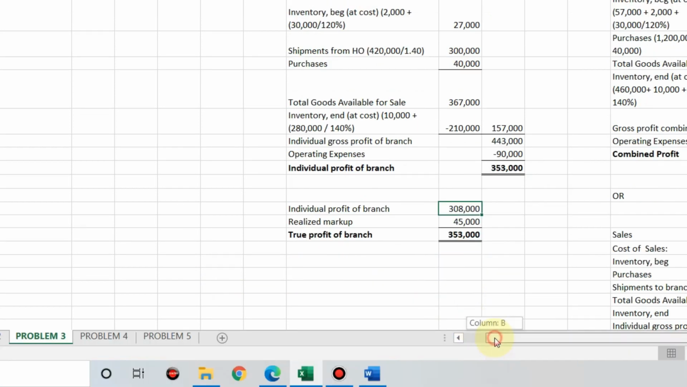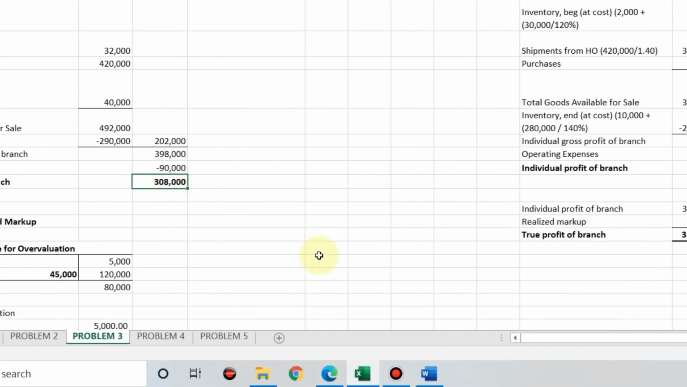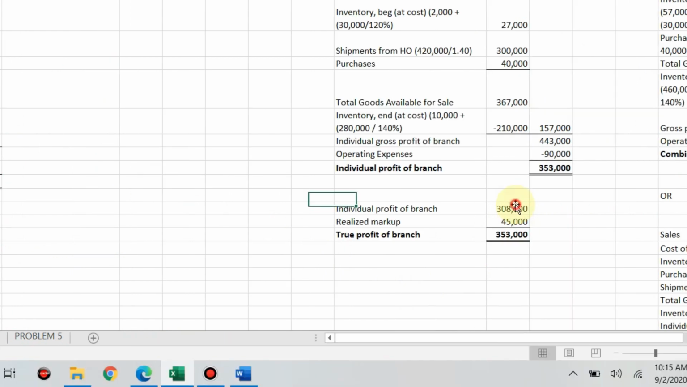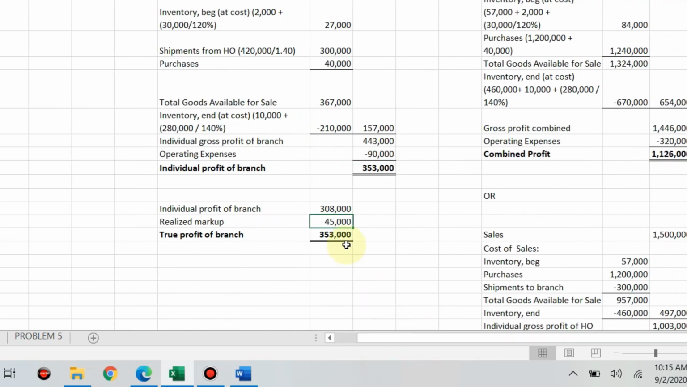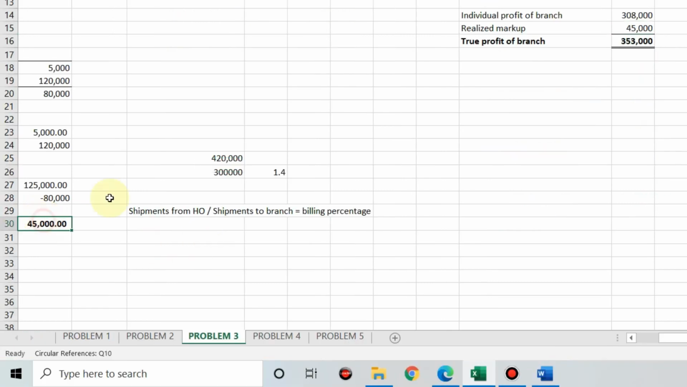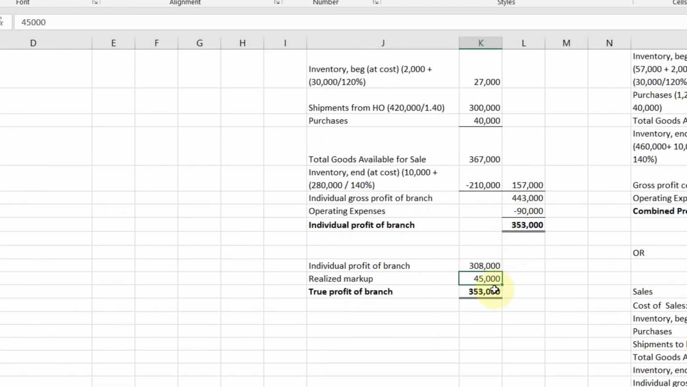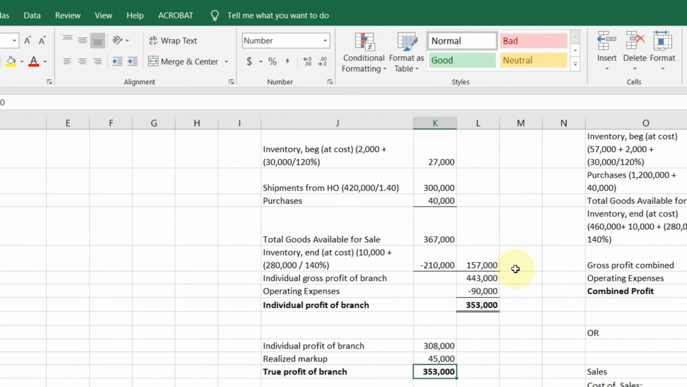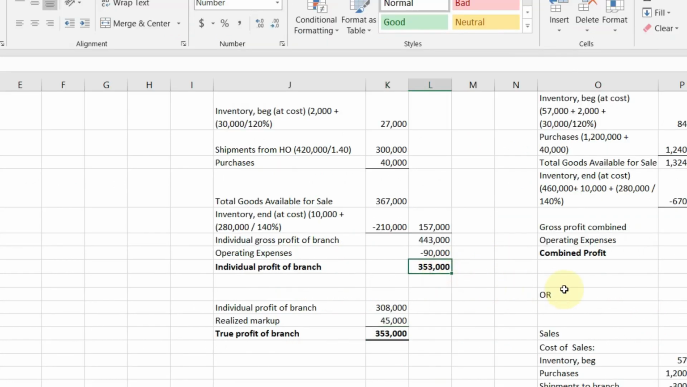Sorry, nalito na si ma'am. This one, 308, individual profit of the branch. This is another way of doing this. Okay, 308. The realized markup natin na 45,000. Okay, yung kanina nating na-compute, 45 nga. Yes, 45,000. And then, you just add the 2. You'll get true profit of 353. Okay, tama ang ating ginagawa.